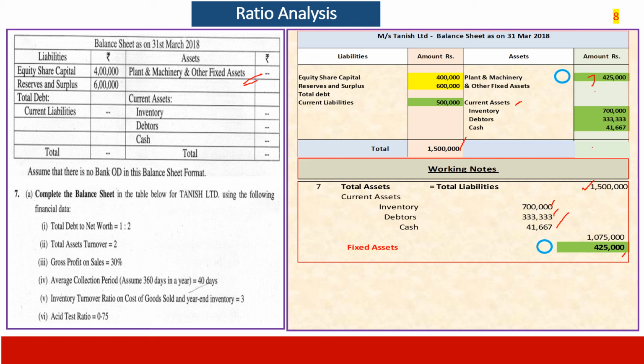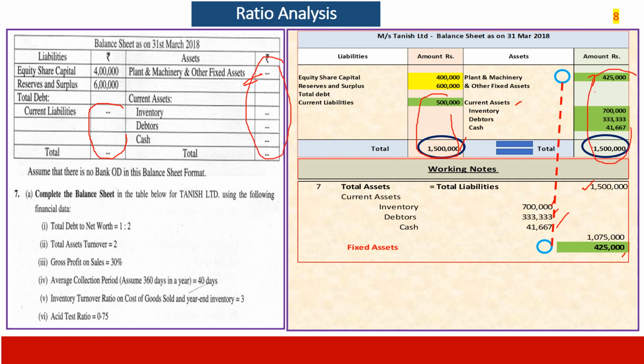Post that figure into the balance sheet asset side. With that, you have filled up the entire balance sheet, and as it is a differential figure, the two sides have got to match. And once it is true, you are at the end of the problem. Whatever questions they asked, you have filled up all the five items, and we have used all the information they have given, and also we have used the concept of bank overdraft being not there.